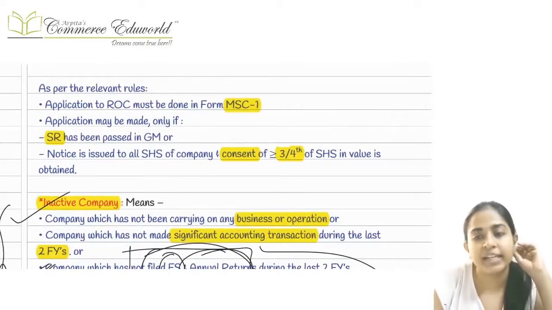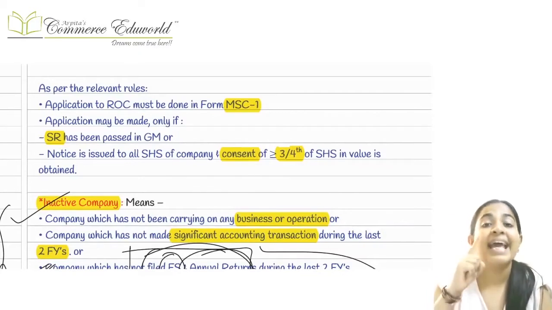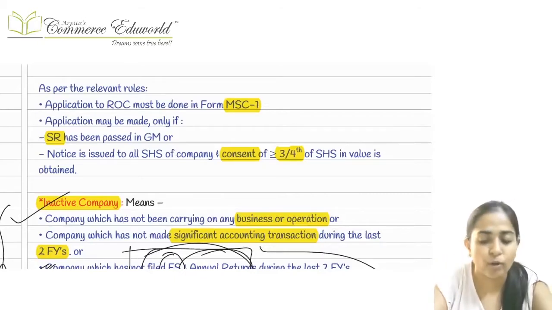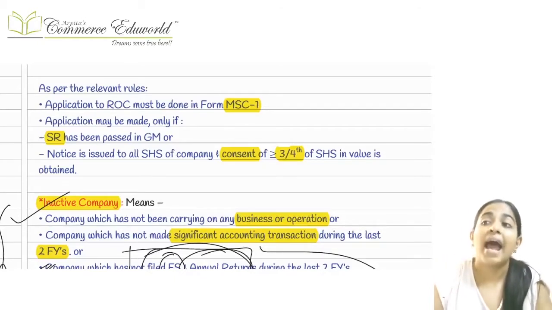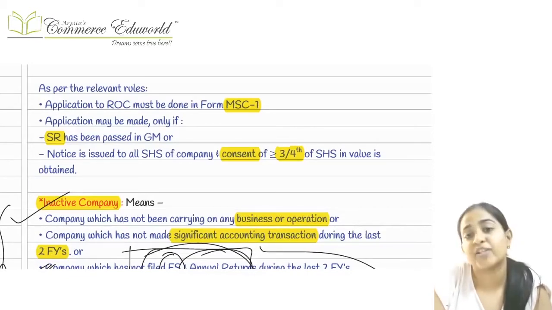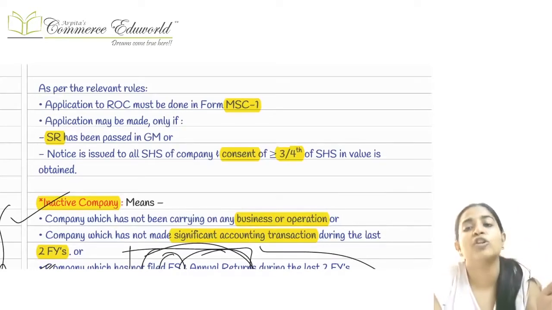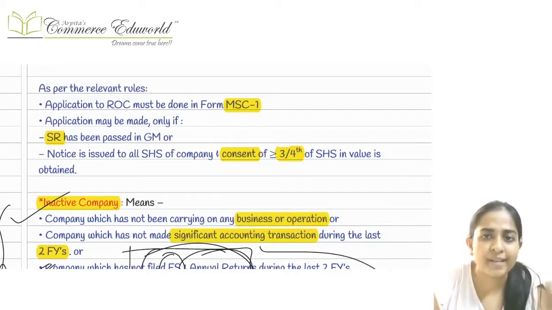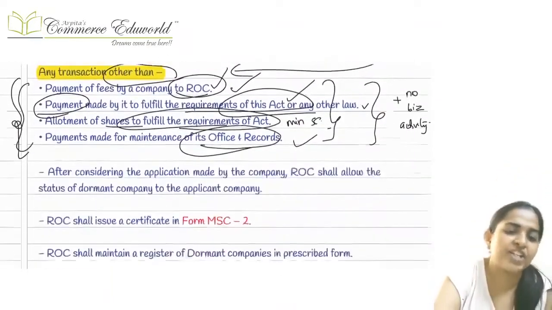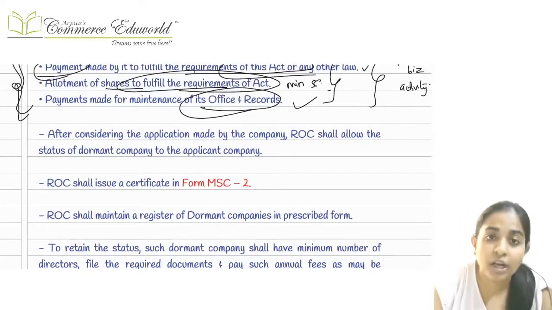But one important thing here is that when we make an application to the ROC, we have to use a form called MSC1. Along with that we have to attach the special resolution passed by the members, or if we could not pass the resolution, the consent of at least 3/4 of the shareholders in value. Then the ROC will accept your application and check whether you should be granted the status of a dormant company or not.